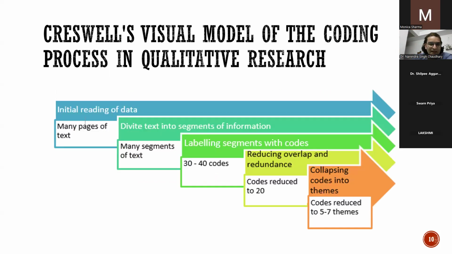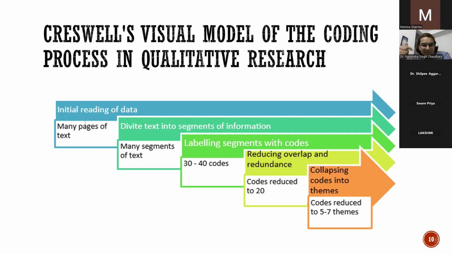All right. Now, what I was talking about, this is Creswell's visual model of the coding process in qualitative research. Now, what is happening? When you are reading your transcript initially, there is a lot of data, many pages of text. Am I right? Then what do you do? You divide the text into segments of information, because the entire data you have created is not very relevant. There is some relevant data, and there is some irrelevant data also. So I have to segregate it. So many pages of text then get segregated into many segments of text.